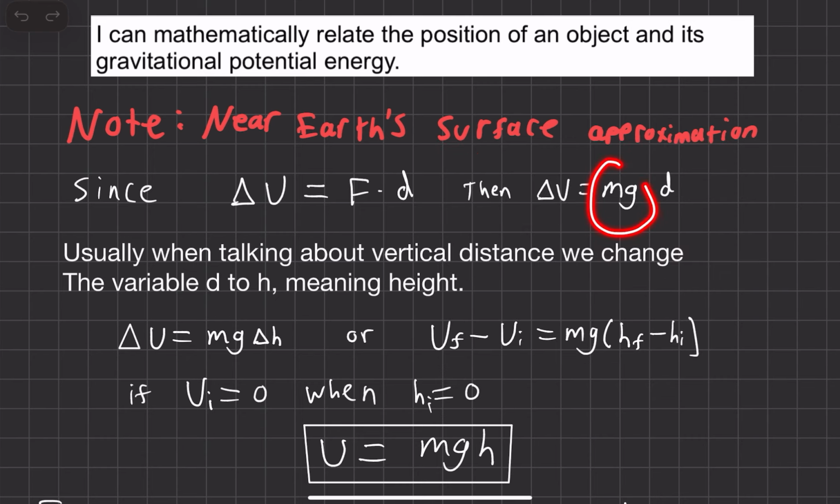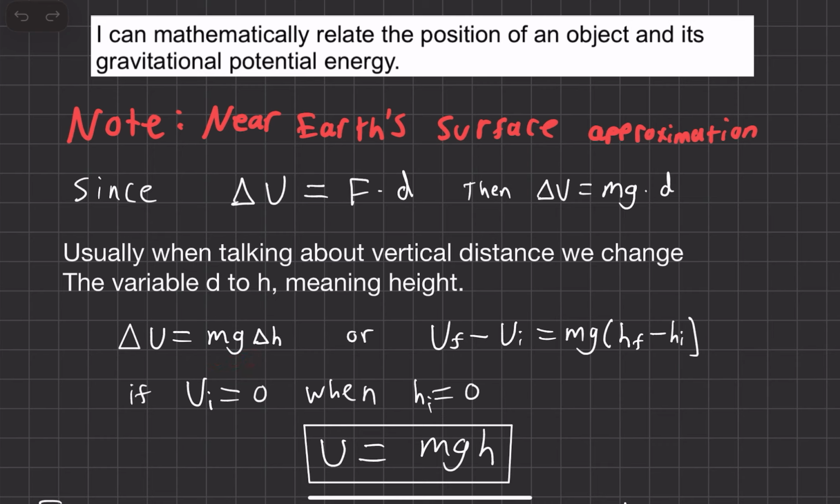So if we just replace the force with the definition of the force of gravity at Earth's surface, mg, that we're familiar with, then the change in potential energy an object undergoes is equal to the mass times the gravitational acceleration constant times the distance. Now, we're mostly talking about vertical distance, so we often change d to h, meaning height, of course. So what you get is that the change in potential energy, in this case specifically gravitational potential energy, is equal to the mass times the gravitational acceleration constant, that's that 9.8 value, times the change in height.